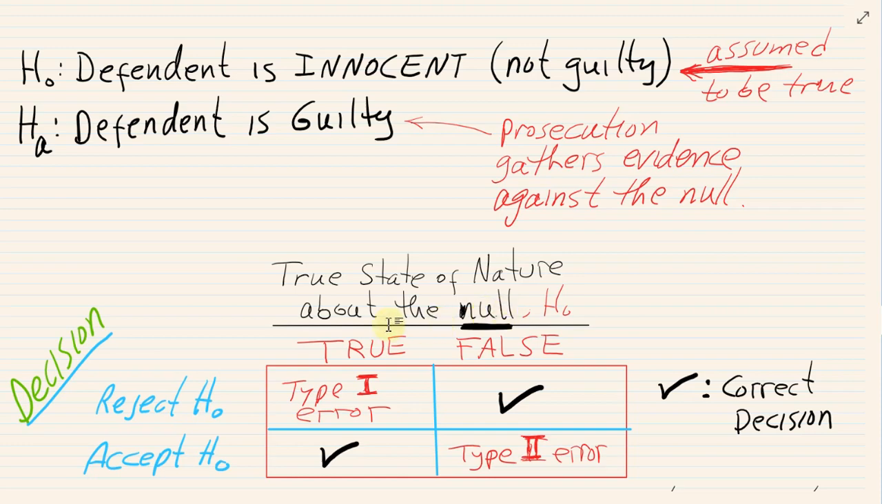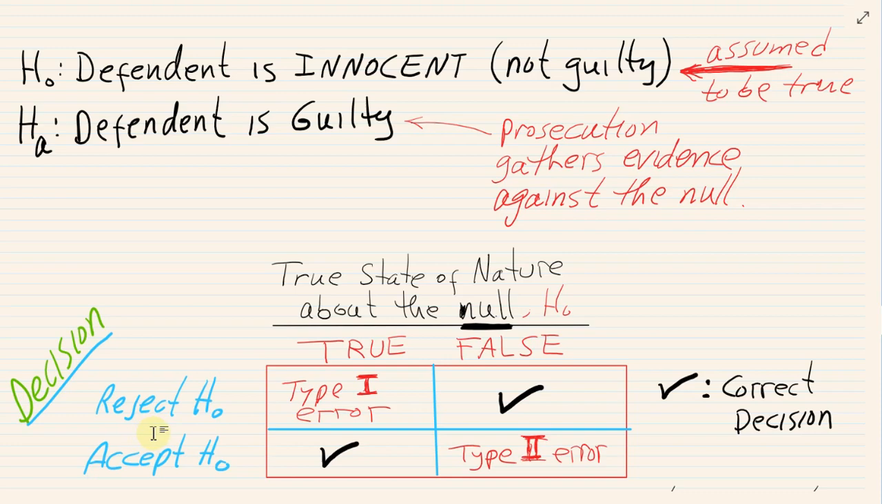So about the null here, the true state of nature about the null is that the null is true or is false. Now, reflecting this back to our judicial system, going back to our defendant: true state of nature about the defendant. True means the defendant is not guilty. Or false, the defendant is guilty. But remember, we don't know that. But that's what it truly is. The defendant himself or herself knows whether they are guilty or not. That's what the true nature is in this case. And here is the decision. So let's say the jury comes out and renders a decision.